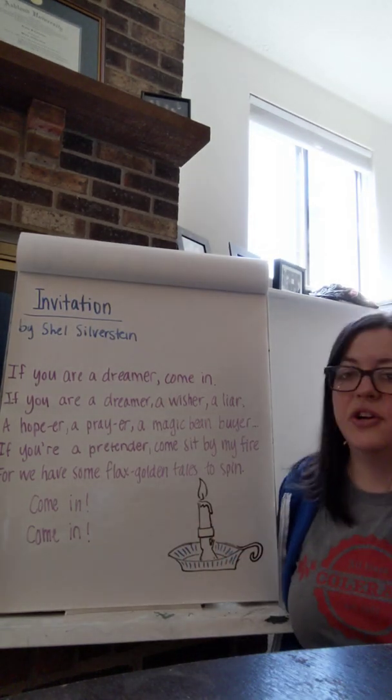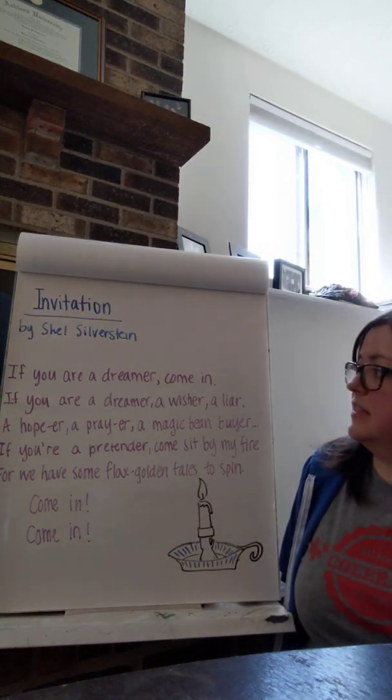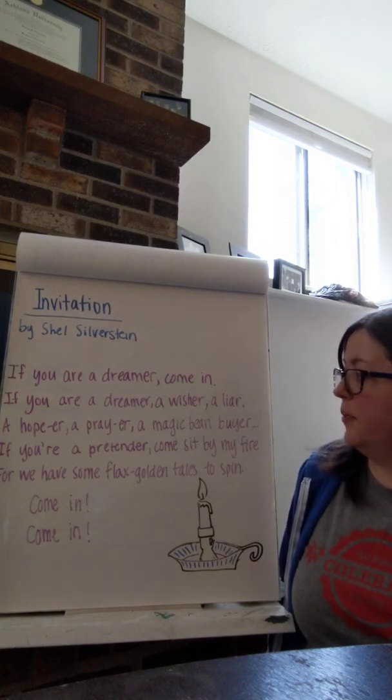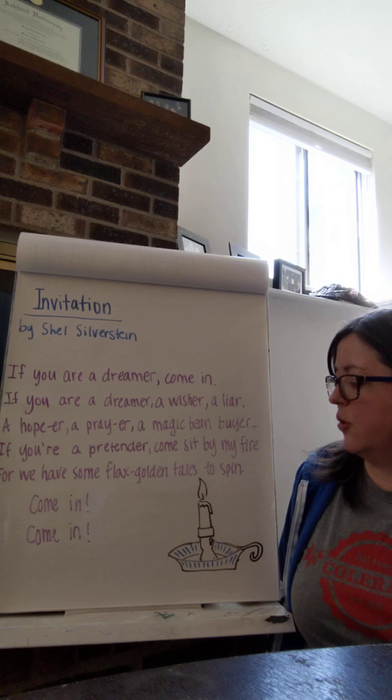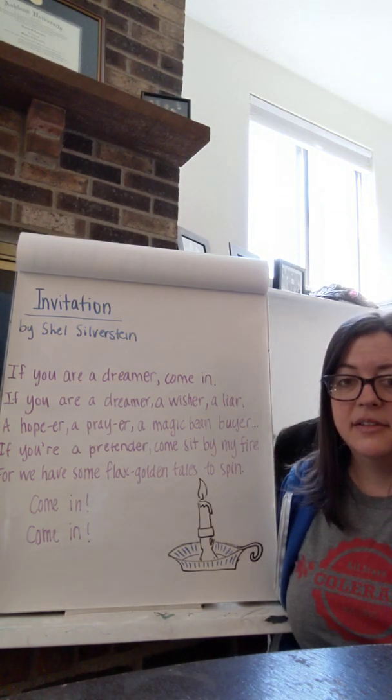I always like to start my poetry units with this poem by Shel Silverstein. I'm going to read it to you, and then if you want, you can read it with me. Let's go ahead and try it. So it says, if you are a dreamer, come in. If you are a dreamer, a wisher, a liar, a hoper, a prayer, a magic bean buyer. If you're a pretender, come sit by my fire. For we have some flax golden tales to spin. Come in, come in.